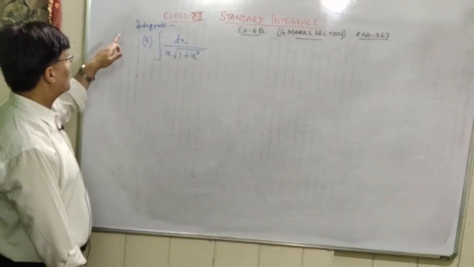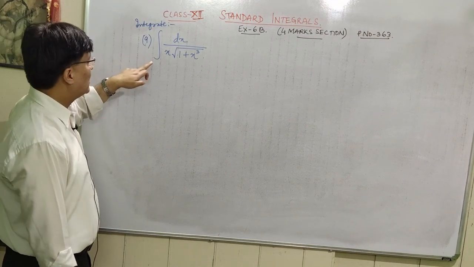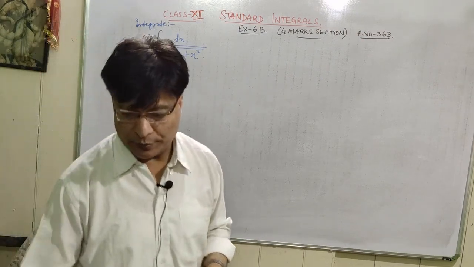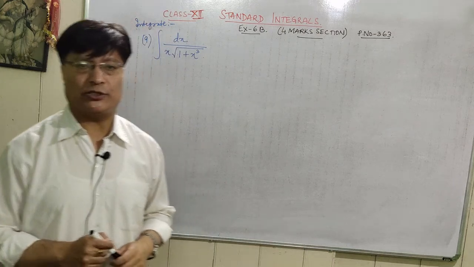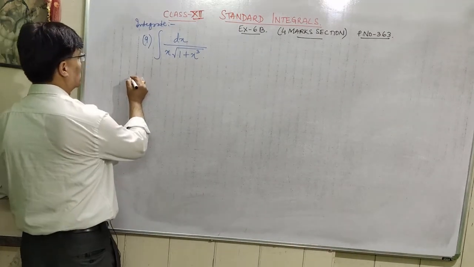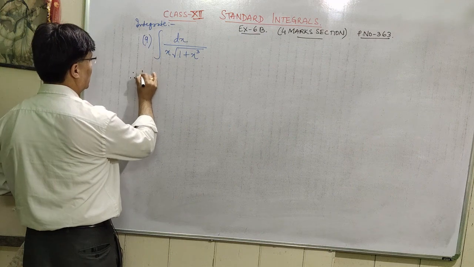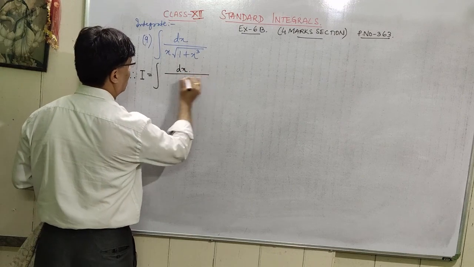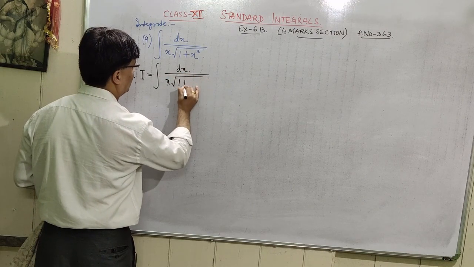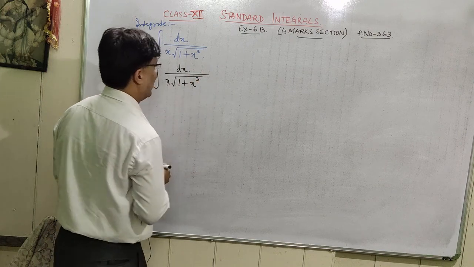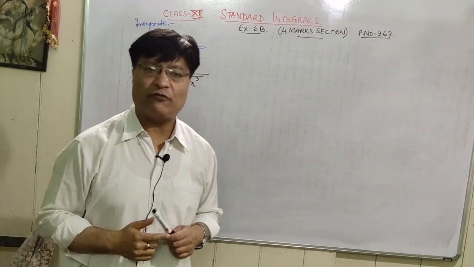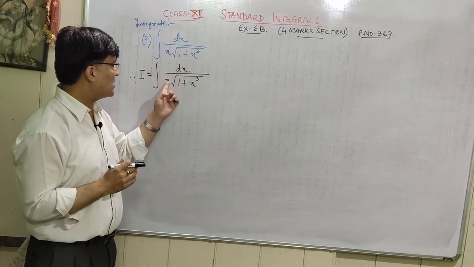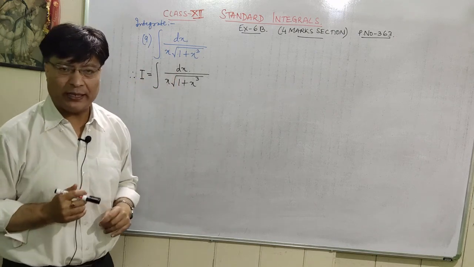Question number 9 is you have to integrate the integral of dx divided by x root over 1 plus x cube. So how will you do this integration? First of all, let us write integration I is equal to integral of dx divided by x root over 1 plus x cube. Actually you have to convert it into standard integral form, but within the square root we have 1 plus x cube and outside the square root there is x. Actually this is 1 upon x, okay?